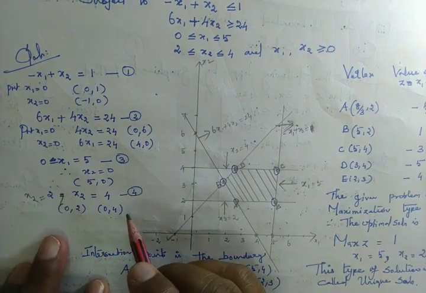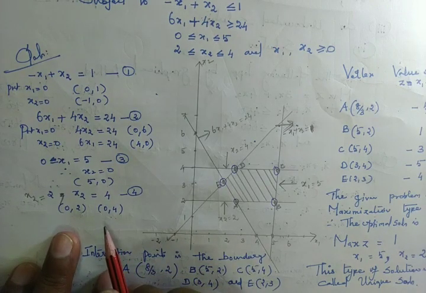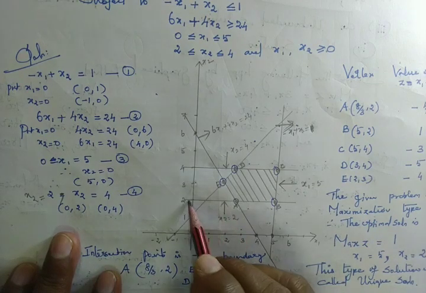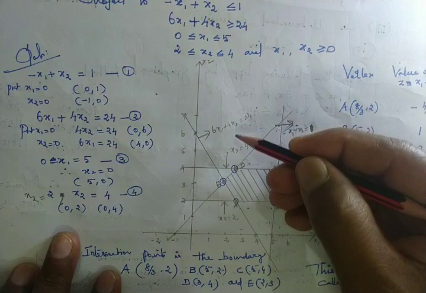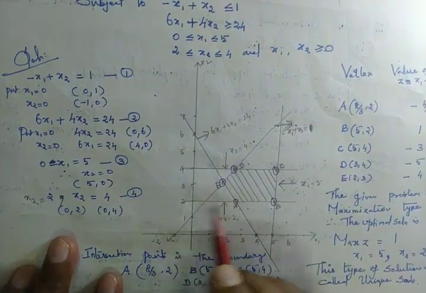And the fourth constraint says 0, 2 and another one is 0, 4. You can write it like this. This is 0, 2 and 0, 4. The 2 and the 4 also give straight lines.